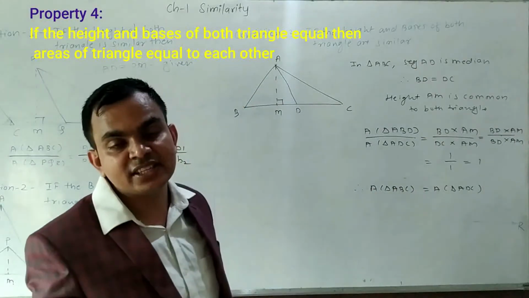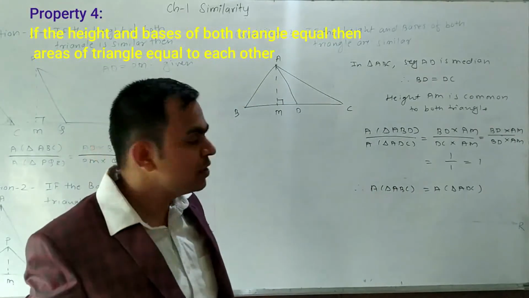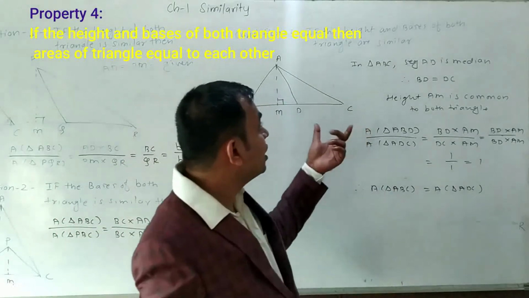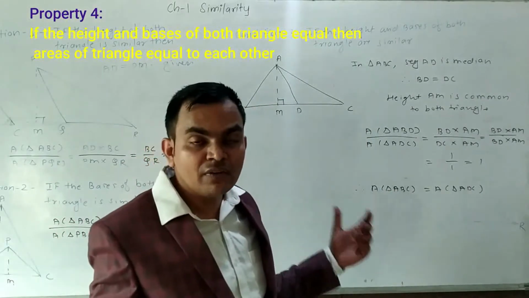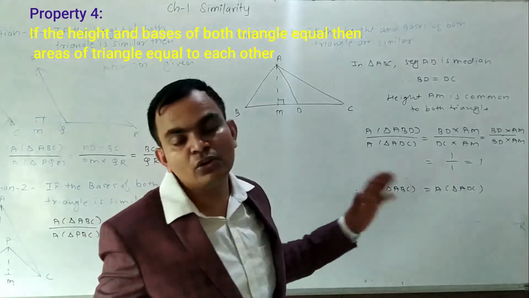The ratio of the area of two triangles with equal height and bases is equal to unity. So we can say that the area of two triangles with equal height and bases is equal to each other.